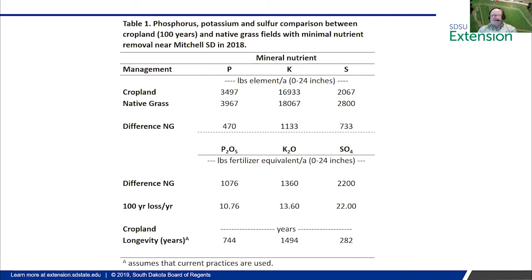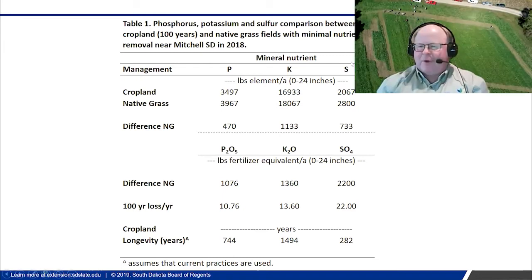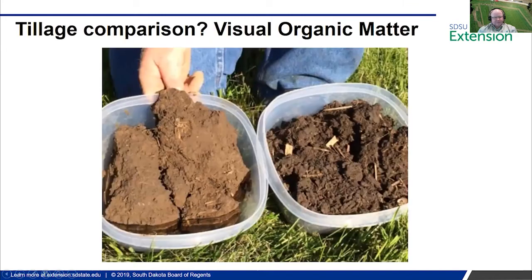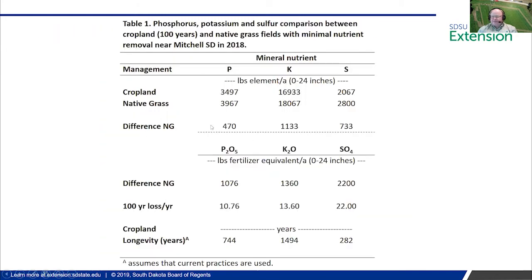Now, we don't think of mineral nutrients in their elemental form. This is their elemental form, P, K, and S. So I converted those mineral nutrients to an oxide form that we think of more readily as what we have in fertilizer. We consider the analysis of the fertilizer in these forms here, the P2O5, the K2O, and the sulfate. So this native grass difference is just transformed into these numbers. The 470, the 1,133, and the 733 just converted into these numbers right here.